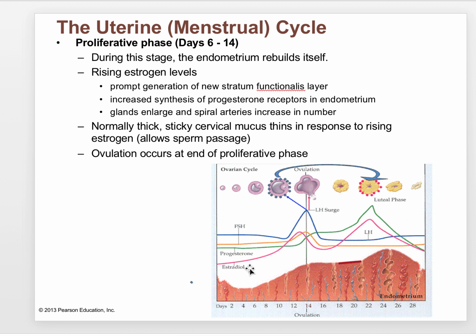So then the menstrual phase first, and then we have the proliferative phase, which is from day 6 to 14. This is pre-ovulation. The endometrium rebuilds itself. So the period is over, and the endometrium is starting to rebuild itself. Ovulation occurs at the end of the proliferative stage.